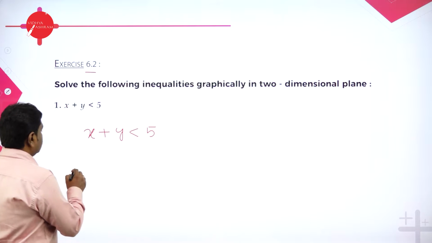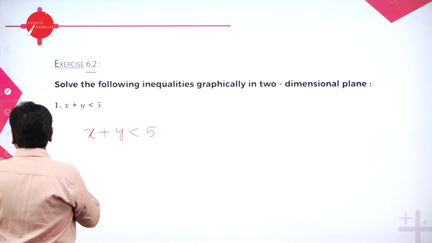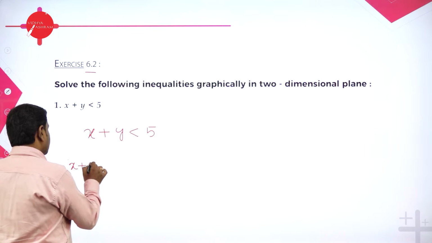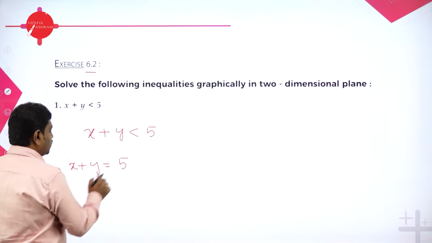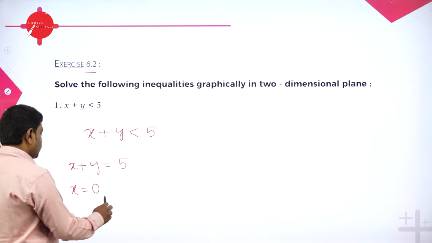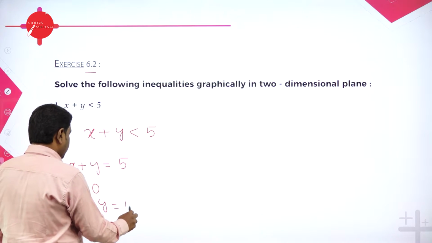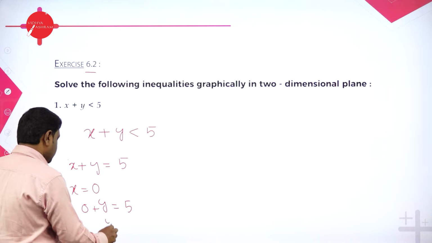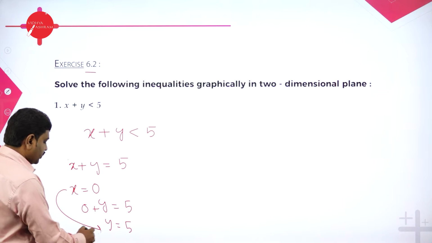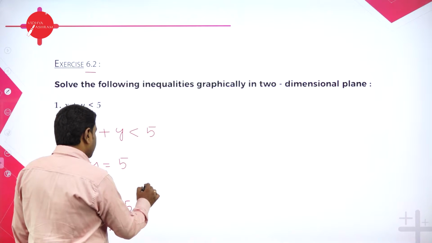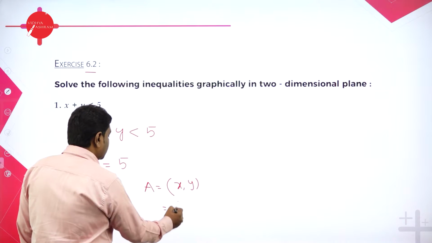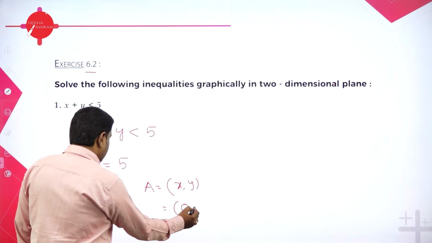So x plus y is equal to 5. I'll take x is equal to 0. When I take x value 0, I get y is equal to 5, that is 0 plus 5, y is 5. You got one point on the line. So when x is 0, y is 5. I'll call it point A. A point is always written as x comma y: x we took 0, y we got 5.